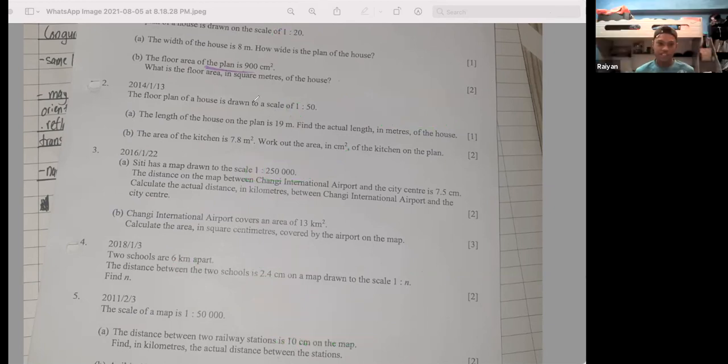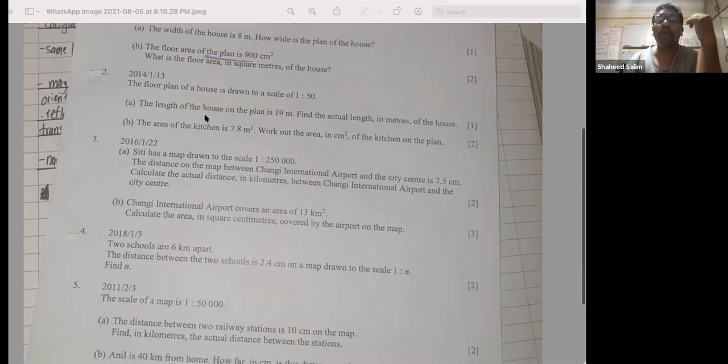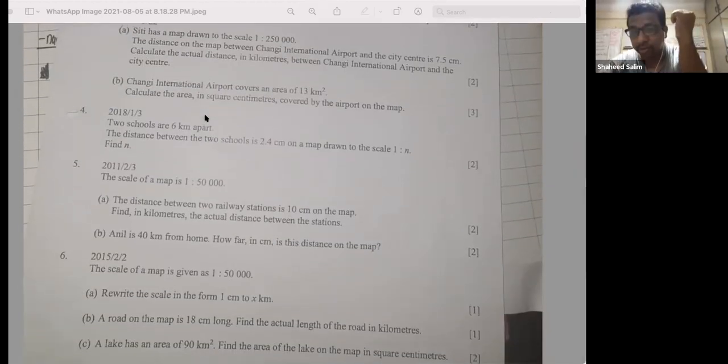No, it's for revision. Oh, revision, good. Okay. So you have gone through this already. You have learned map skills already, long time ago. Right. You have just learned scale or just started. Okay. We try the next one. We try question number 5.